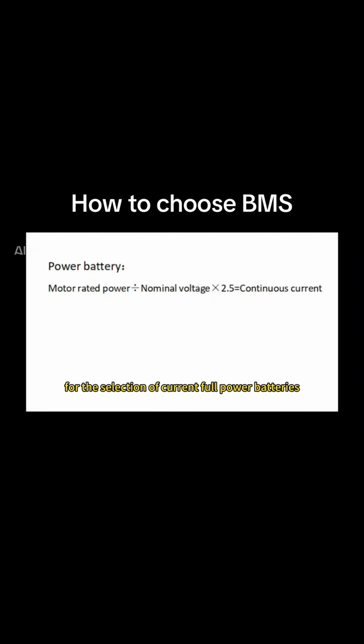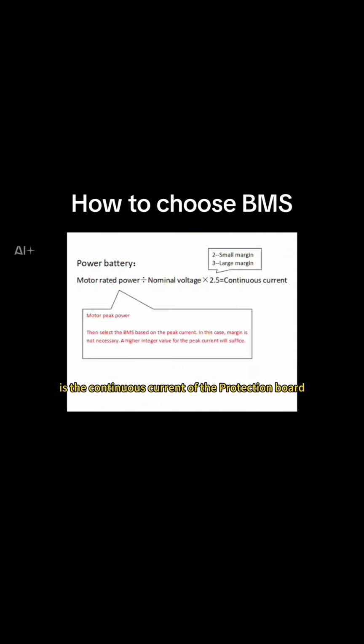For the selection of current, for power batteries, we can use this formula to judge it. Divide the rated power of the motor by the nominal voltage and multiply it by a 2.5 times margin to get the continuous current of the protection board. Of course, the 2.5 times margin is not fixed. You can choose a smaller margin, a smaller 2 times margin or triple margin, which is also fine.